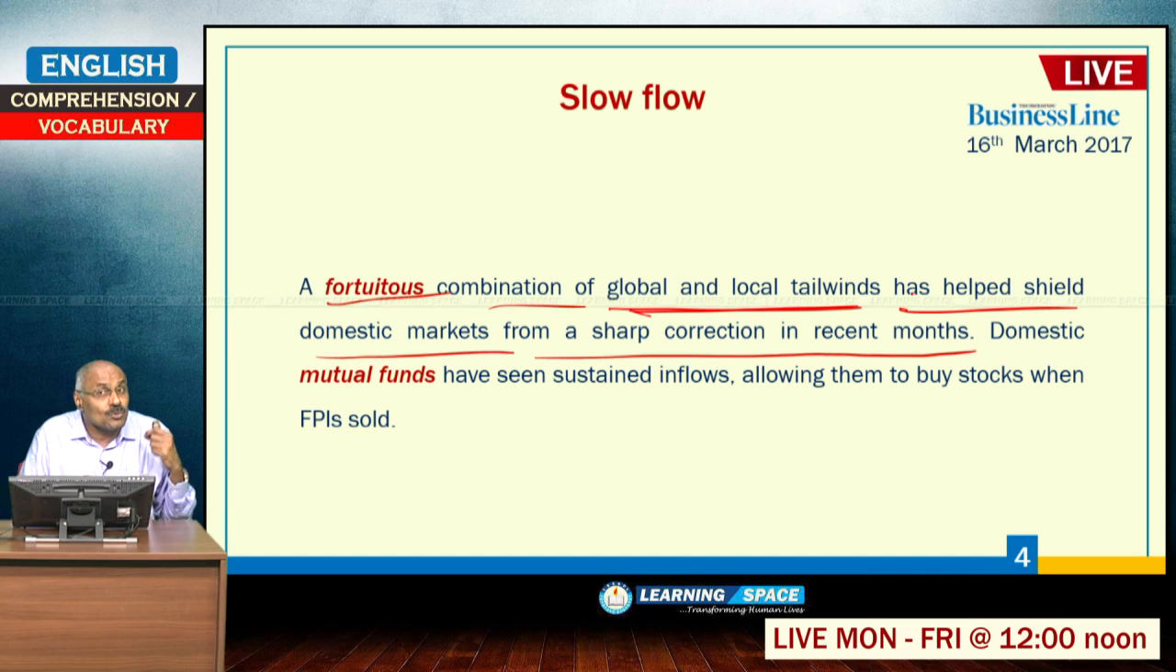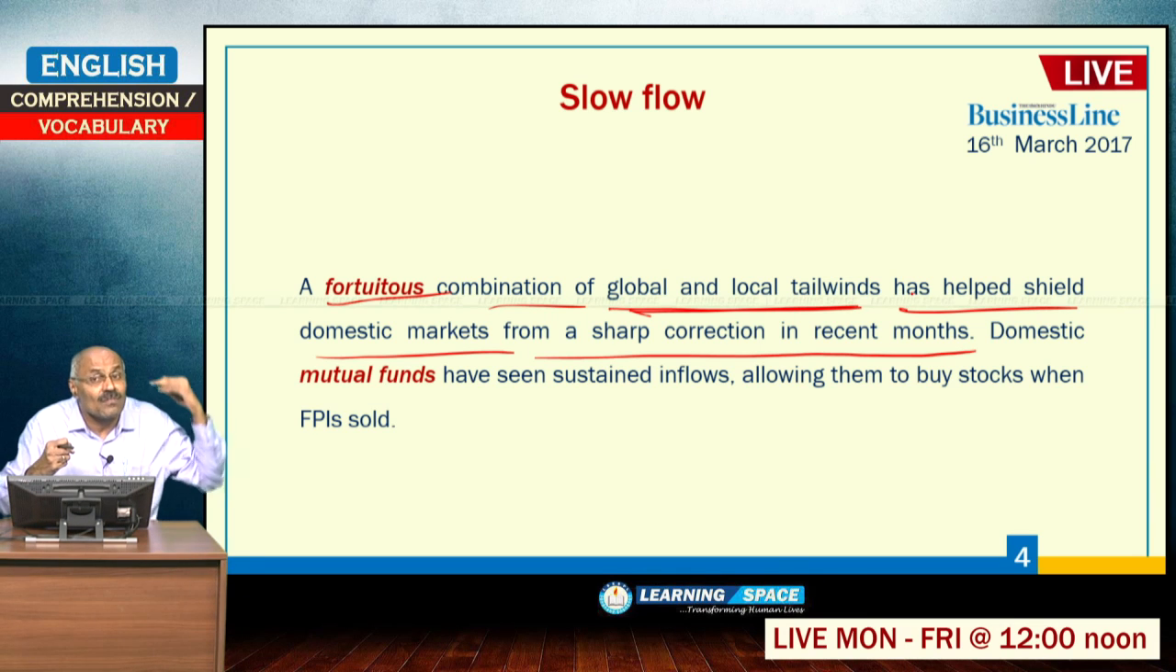In economy, quite often we use headwinds and tailwinds. What is headwind? Headwind means something that is opposite. When you are going on a bicycle and the wind is in the opposite direction, you will face a lot of difficulty. If the winds are from behind, then your job becomes very easy. So, in economy, tailwinds means the situations which support the economy. Headwinds means the situations which oppose economic growth. Here he is talking about global and local tailwinds.